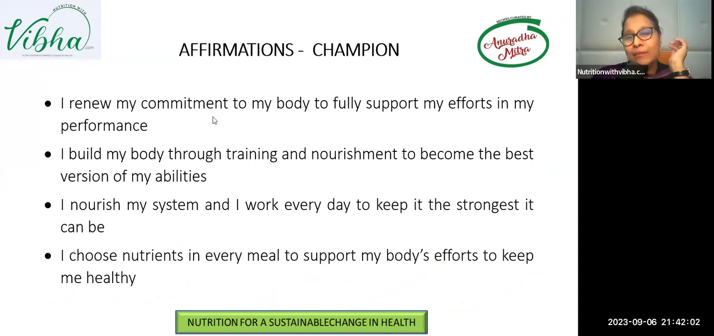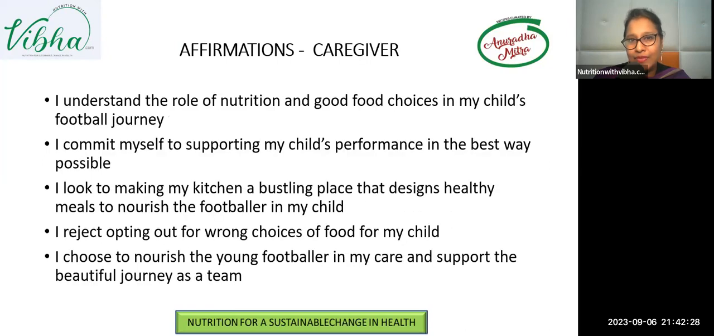I renew my commitment to my body to fully support my efforts in my performance. I build my body through training and nourishment to become the best version of my abilities. I nourish my system and I work every day to keep it the strongest it can be. I choose nutrients in every meal to support my body's efforts to keep me healthy.